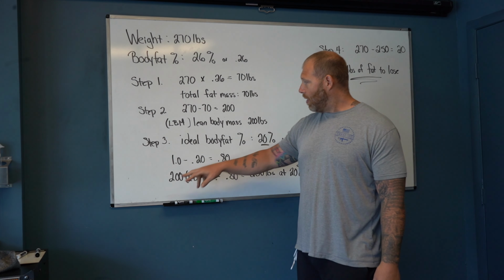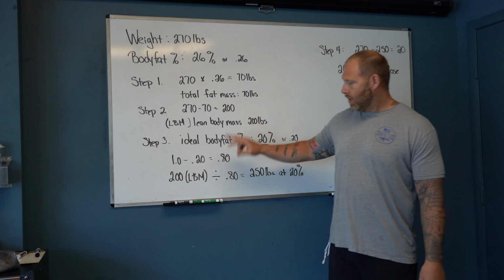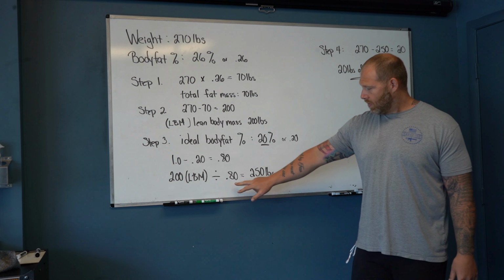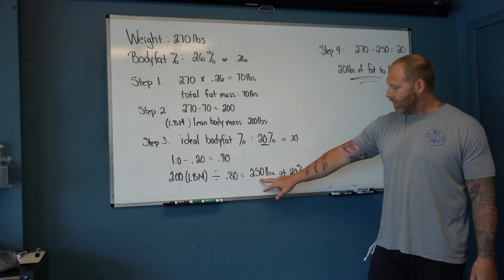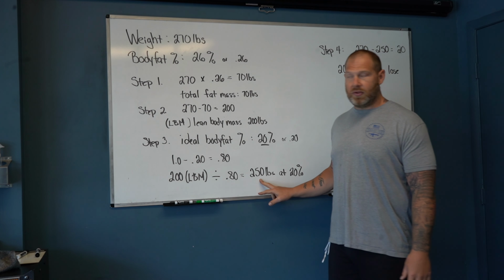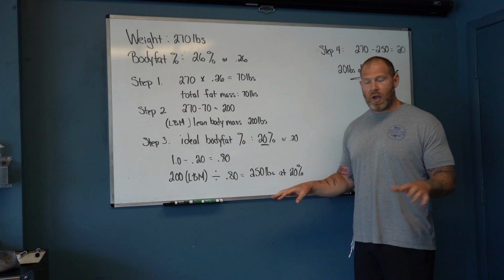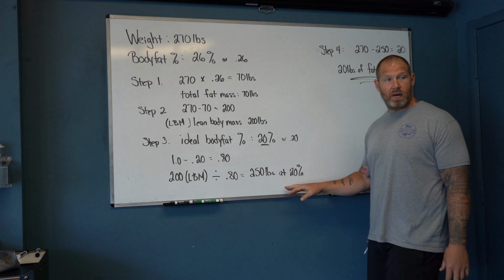Then you take your lean body mass, divide it by 0.80, and you come up with 250 pounds at 20%. Okay, so that's how much you're potentially going to weigh at 20% body fat.